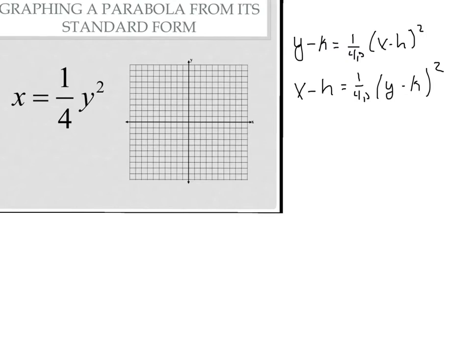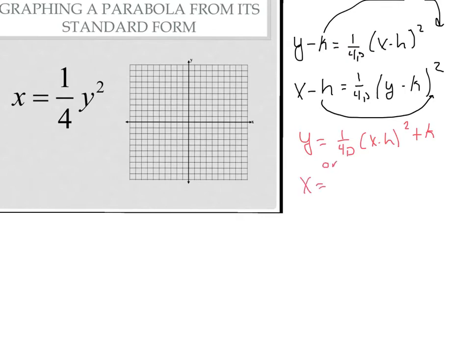So if we're an x equal to, notice the square is with the y. I'm going to call this an x equal to equation because I could really just take this h and move it to the other side. I could take this k and move it to the other side. It doesn't matter how we format it, but I could write these both as y is equal to 1 over 4p times x minus h squared plus k, or x is equal to 1 over 4p times y minus k squared plus h. So I could move those over.